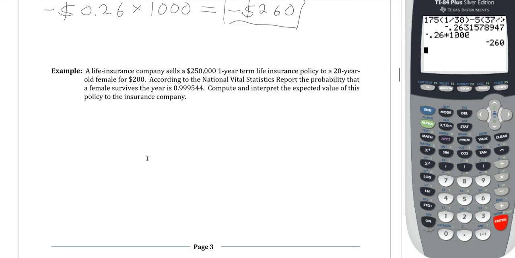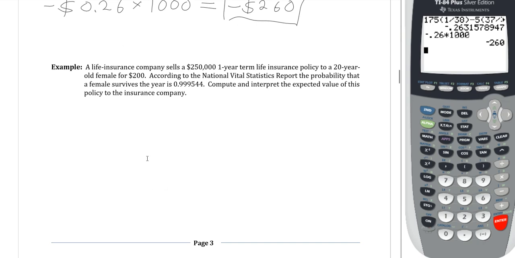All right, one more example of this. A life insurance company sells a $250,000 one-year life-term insurance policy to a 20-year-old female for $200. According to the National Vital Statistics report, the probability that a female survives the year is 0.999544. Compute and interpret the expected value of this policy to the insurance company.